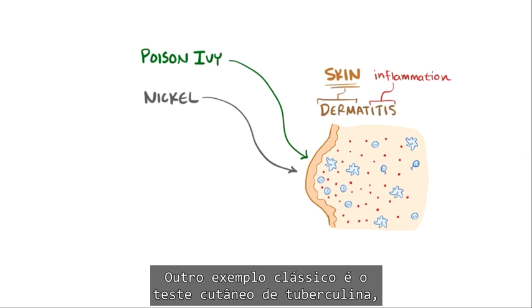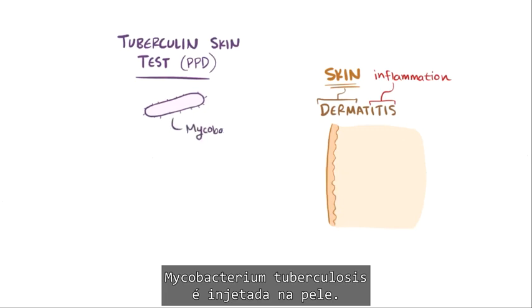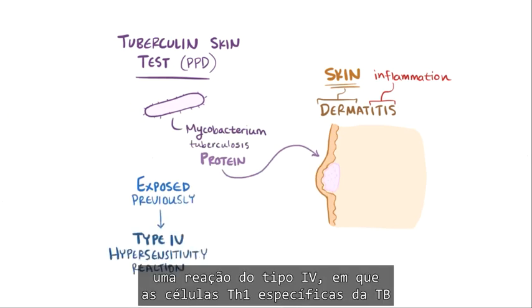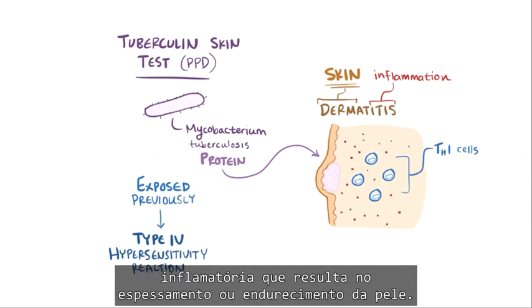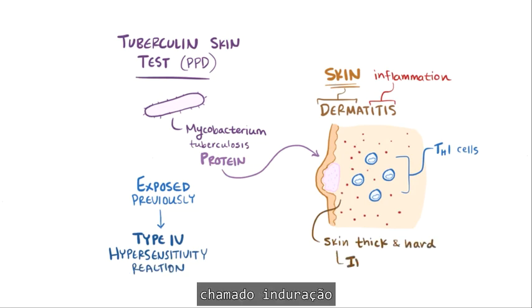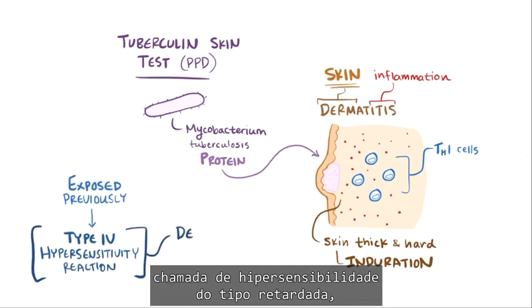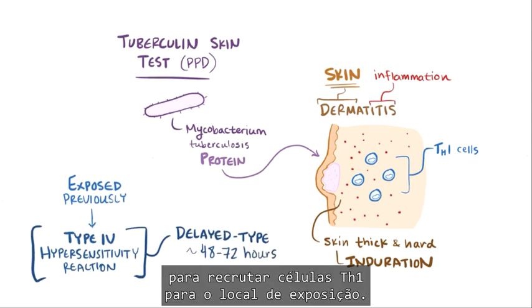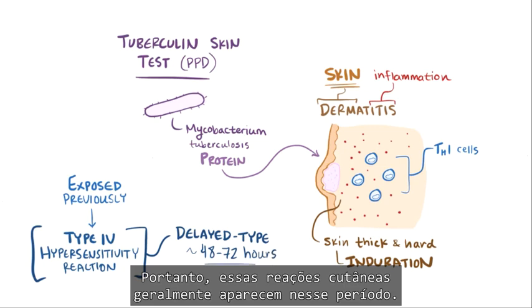And another classic example is a tuberculin skin test, sometimes called a PPD, which is where a protein from the bacteria Mycobacterium tuberculosis is injected into the skin. If that person's been exposed to TB previously, they'll develop a type 4 reaction, where TB-specific Th1 cells will migrate to the injection site and create an inflammatory response that results in the skin getting thick or hard, called induration. A type 4 hypersensitivity is also sometimes referred to as a delayed type hypersensitivity, since it usually takes about 48 to 72 hours to recruit Th1 cells to the site of exposure. So these skin reactions usually appear over that time window.